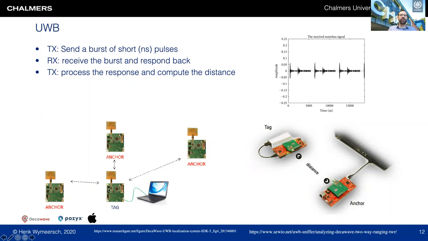So for instance, here you have a tag with multiple anchors. That tag listens or exchanges packets with each of these anchors sequentially, determines all the distances, and then figures out its position. And this you can also use, for instance, for a smart keychain, right? Where you have your phone going to your car, you do this protocol to figure out your distance to the car, and the car will unlock.